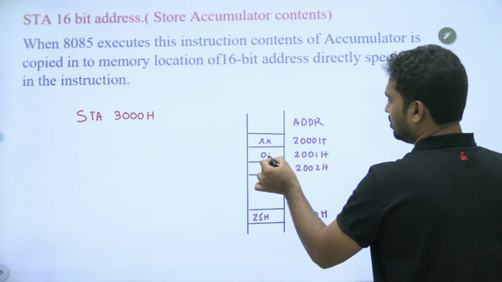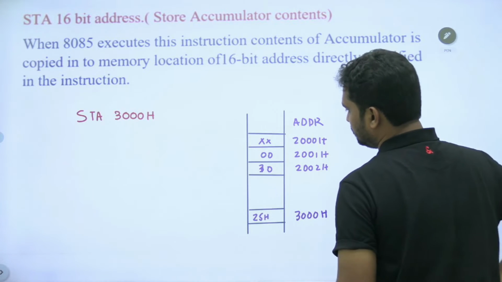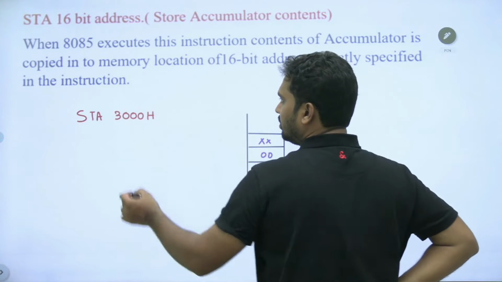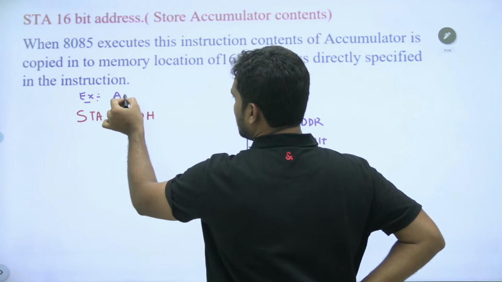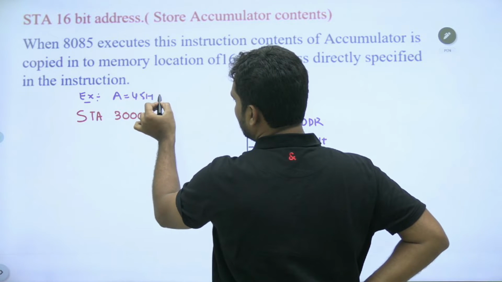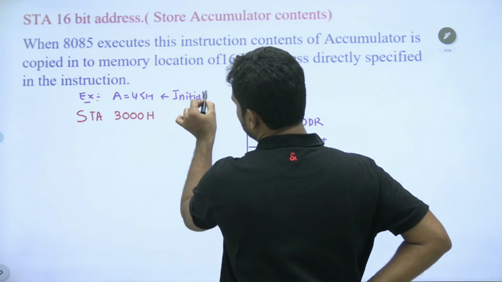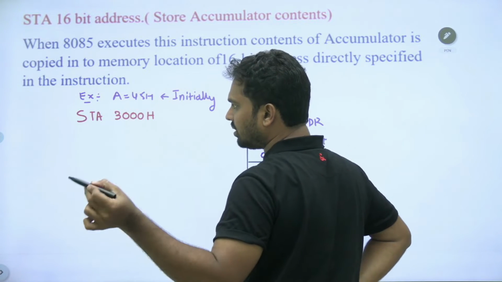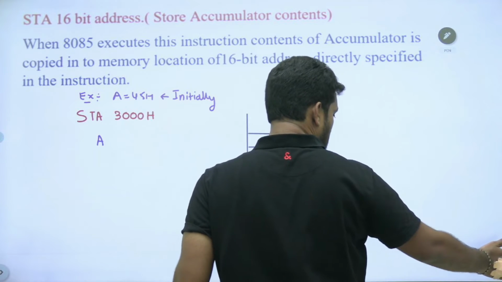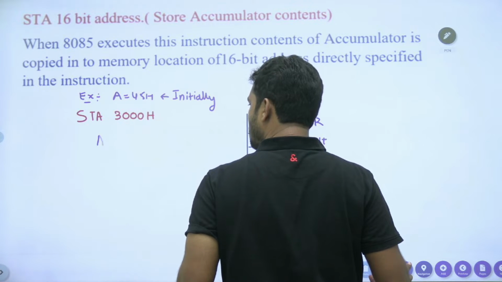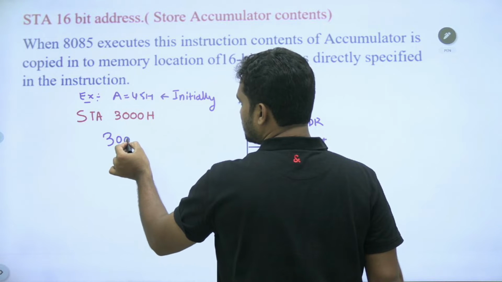Okay, store 3000, right? Say for example, accumulator is already having 45. This is the initial value. Now I say store accumulator with the 3000. Then the content of accumulator will be copied into the memory location 3000.